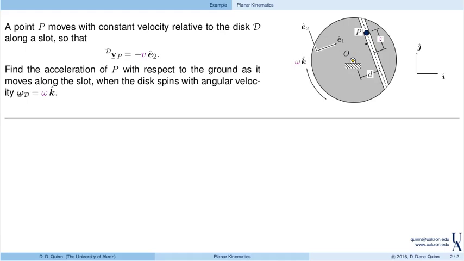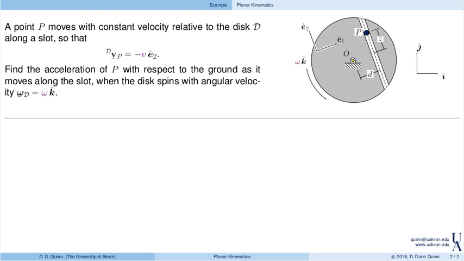However, the disk spins with angular velocity omega k, and we assume that the angular velocity is constant with respect to the ground. So what I'd like to do is find the acceleration of this point with respect to the ground as it moves along the slot. I want to do this as a function of z, which measures the position of P along the slot. The slot is offset by a distance d relative to the center.